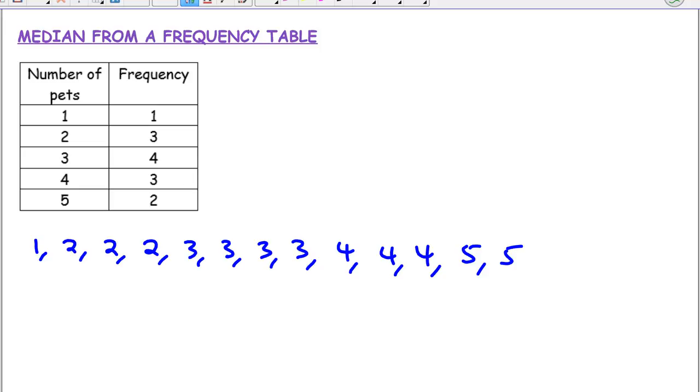Now, remember, median is all about the position. We want to find the middle number, basically. What is the middle of these numbers here? So let's start by looking at the position. This is the first, second, third, fourth, fifth, sixth, seventh, eighth, ninth, 10th, 11th, 12th, and 13th. Of course, there are 13 numbers in total.